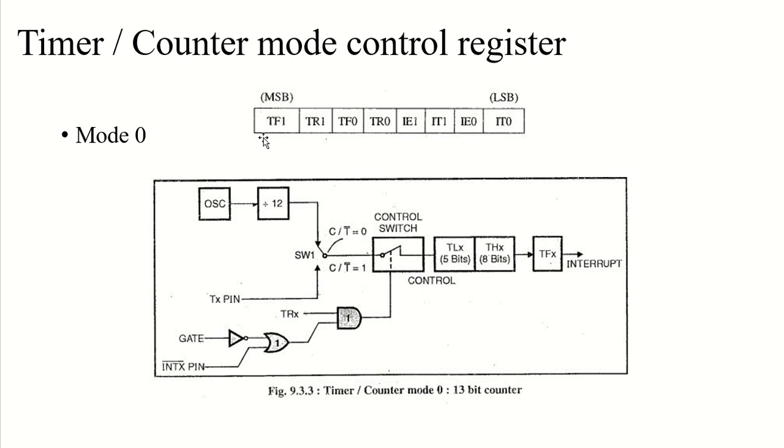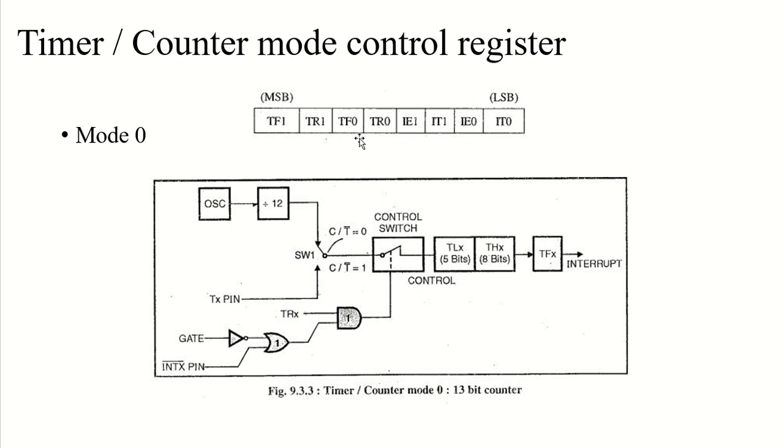Then we have TF0. The position of this one is TCON5 in the pin diagram, and this is for timer 0. This is simply the timer 0 overflow flag. When you see F, it would mean overflow, and when you see R, it would be run control. So this is the timer 0 overflow flag, which is set by hardware on timer counter overflow and cleared by hardware when the processor vectors to the interrupt routine. Simple.